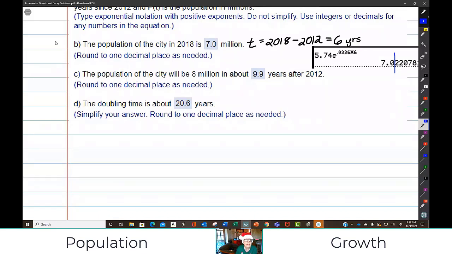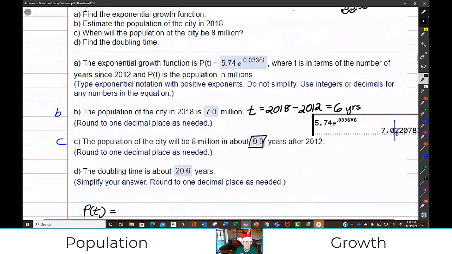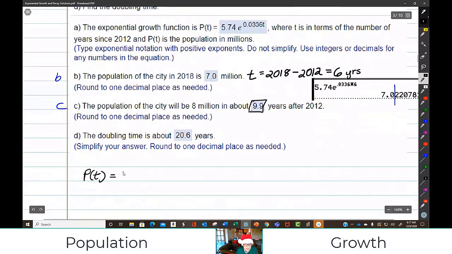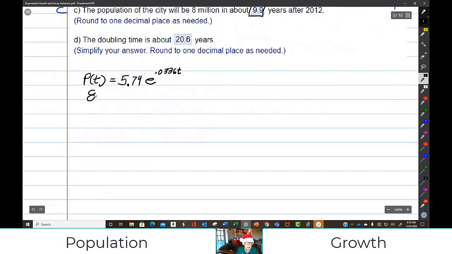Okay. The population of the city, this is B. So here's C. The population of the city will be 8 million in about how many, because this is the answer we don't know yet, in about how many years? I don't know. So let's do it. Our population after time is being called P of T. And we know that the formula is 5.74 e to the 0.0336 t. And what it's saying is, okay, so when does the population get to be 8 million?